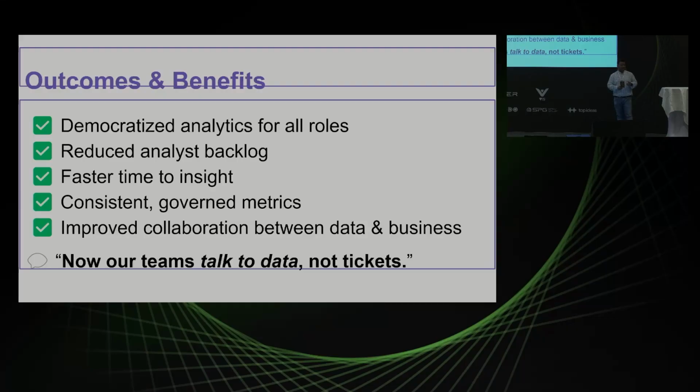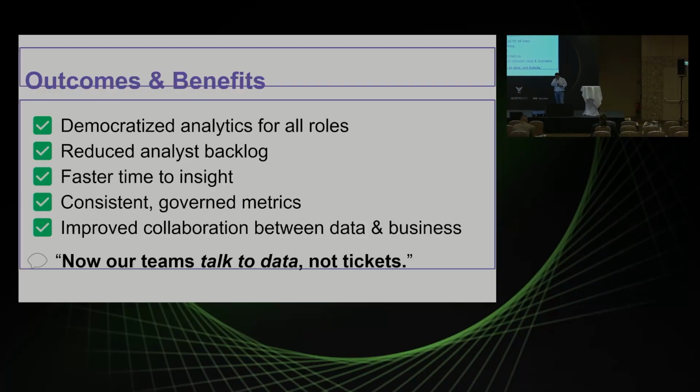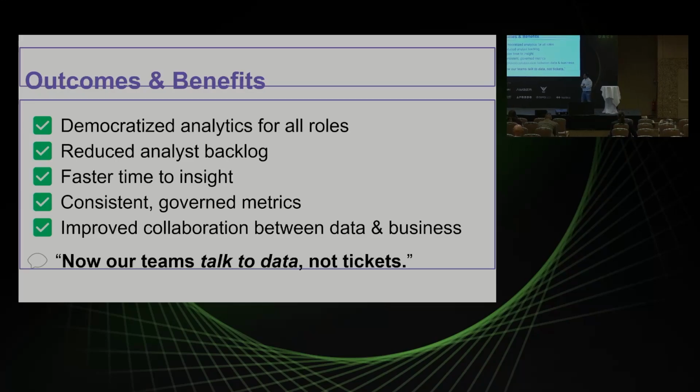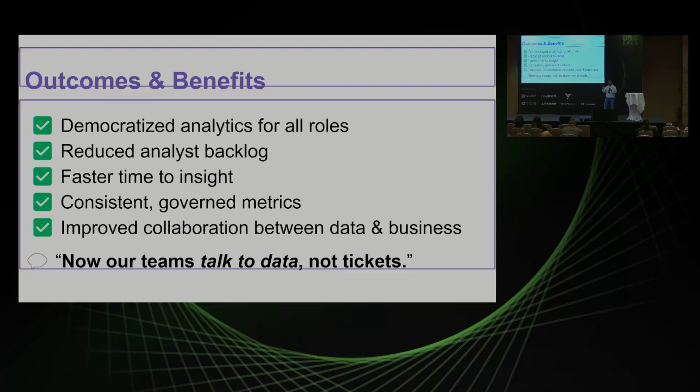Outcomes and benefits: democratizing analytics for all roles and reducing the analytics backlog. End users kept sending requests for BI, and there is a little bit of reduction, at least on the people ops side. Also faster time to insight, consistent governance metrics, and improved collaboration between data and business. Our tagline is that our team's talks to data are not through tickets, because that has gone significantly down. For the people ops team, we saw a 50% reduction in requests.